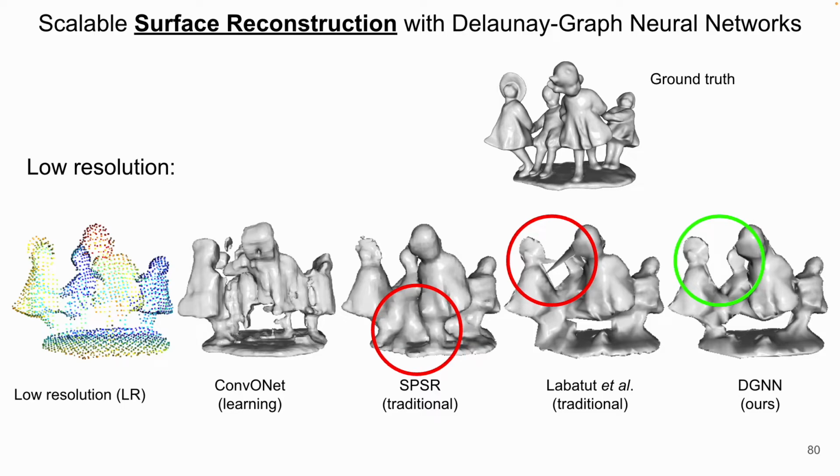And here we can see the reconstruction of a low resolution scan. So our reconstruction is on the right. And we compare again to convolutional occupancy networks, which in this case, does not generalize from the ShapeNet training objects to this unknown object here. And we also compared to the screened Poisson algorithm and to the method of Labatut et al., which I explained before. And here we can see some defects for each reconstruction. Quantitatively, our reconstruction is still the best.